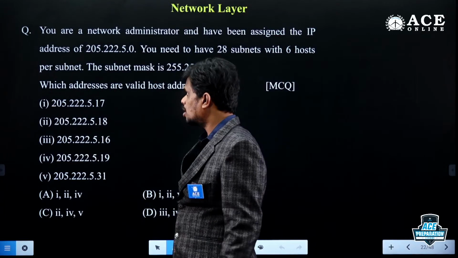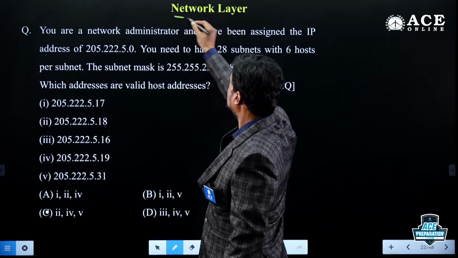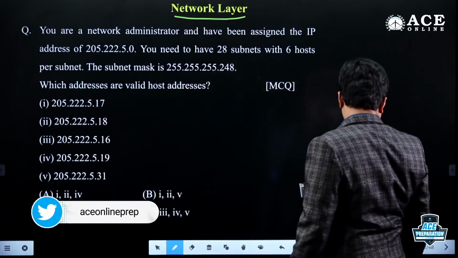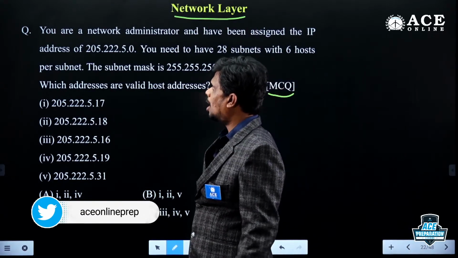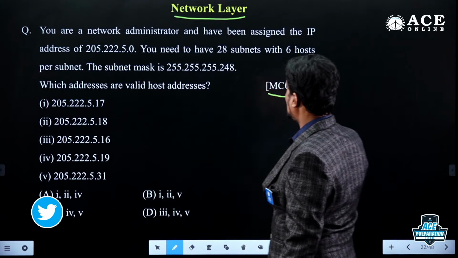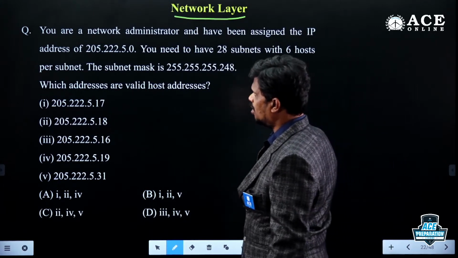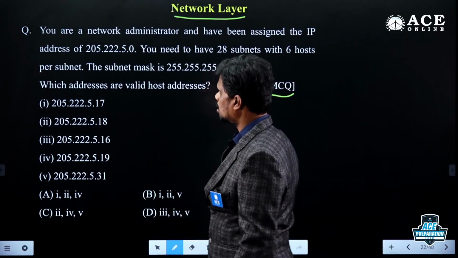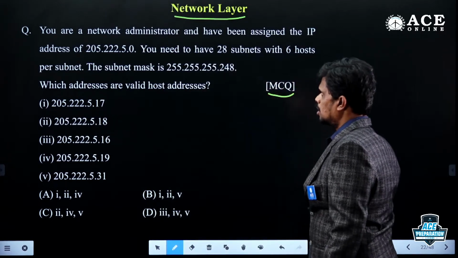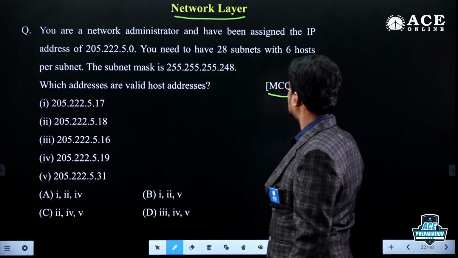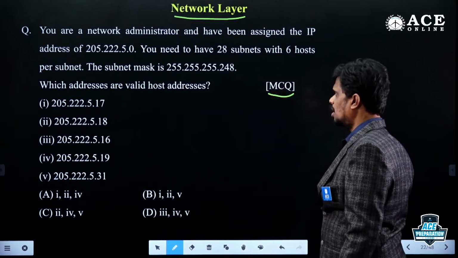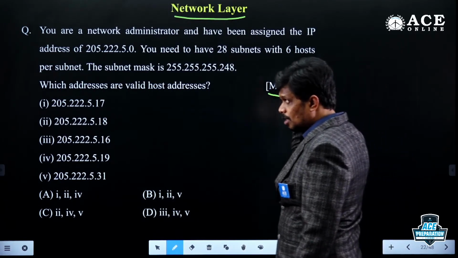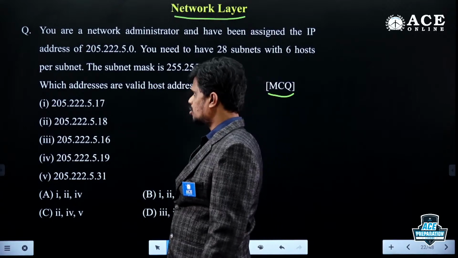So look at this question statement. It is from the network layer, the subtopic is IPv4 addressing, and it is an MSQ. You are a network administrator and have been assigned the IP address of 205.222.5.0. You need to have 28 subnets with 6 hosts per subnet. The subnet mask is 255.255.255.248. Which addresses are valid host addresses?